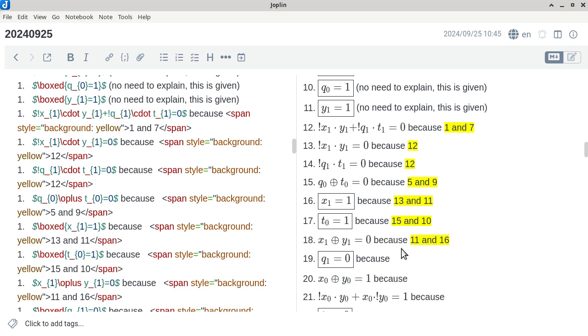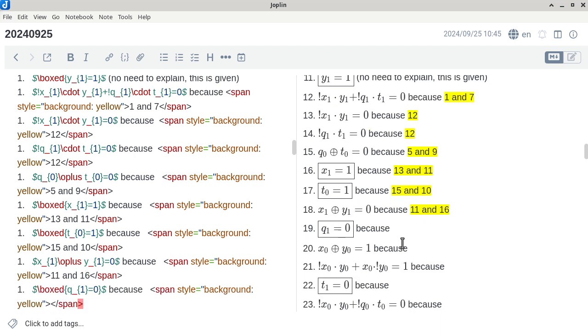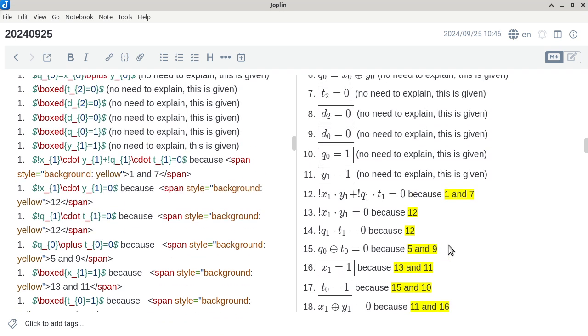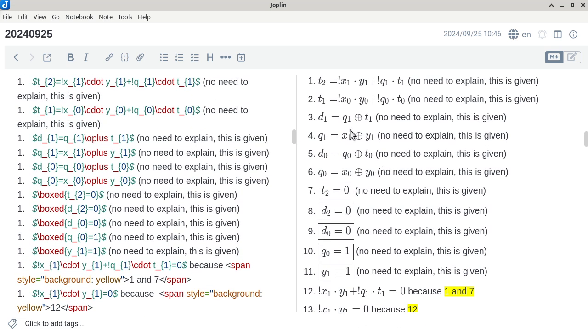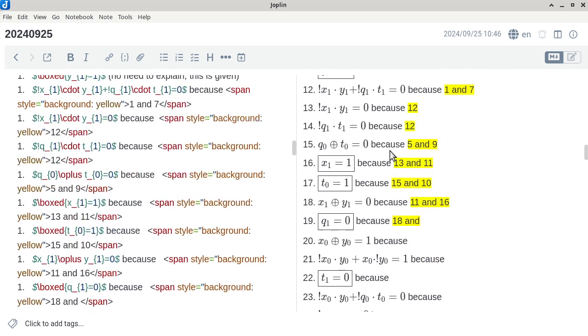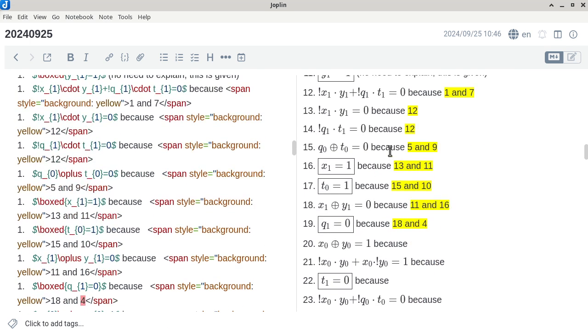All right, so now we want to know why q1 is a 0. So this is the one where we need to rely on the definition of q1. So we are going to make use of 18. And we also need to look up the definition of q1. Now, I already know the q1 definition is just the exclusive OR between x1 and y1. But that's number 4, so we just have to say 18 and 4. There we go. So are we still doing okay so far with this? All right.